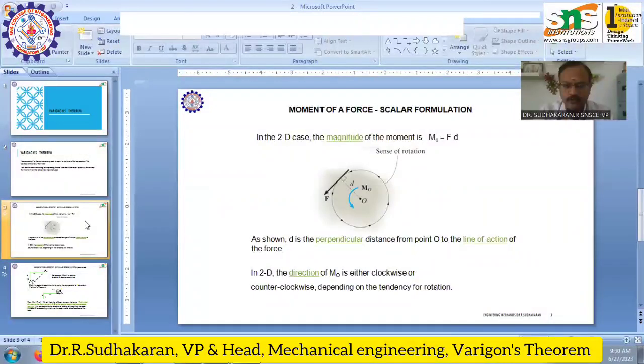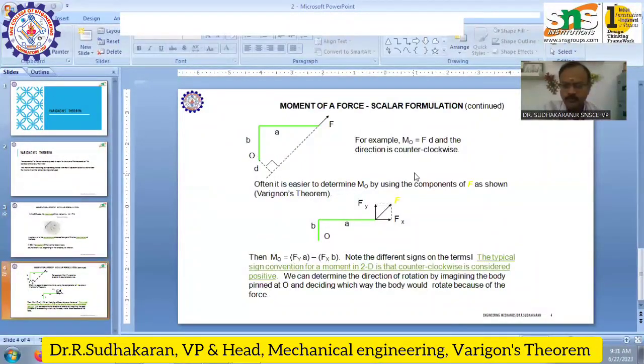For example, there is a force F acting on the body, and this force causes a clockwise rotation, and the moment of the force is nothing but the magnitude of the force F into the perpendicular distance from the point O to the line where the force is acting. So the moment of the force about that particular point O is equal to F into D, where D is the perpendicular distance. The direction of MO is either clockwise or counterclockwise depending upon the tendency of rotation. Now, if we go for a scalar formulation, MO equals F into D, and the direction is counterclockwise.